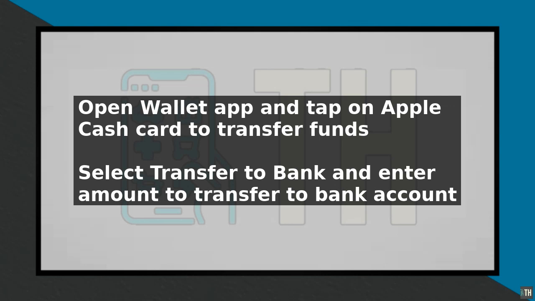Once the funds are in your bank account, go to Amazon and sign into your account. Click on Account and Lists. Then click on Payment Options. Click on Add a Payment Method and select Bank Account. Enter your bank account information, including the account number and routing number, and click Continue.